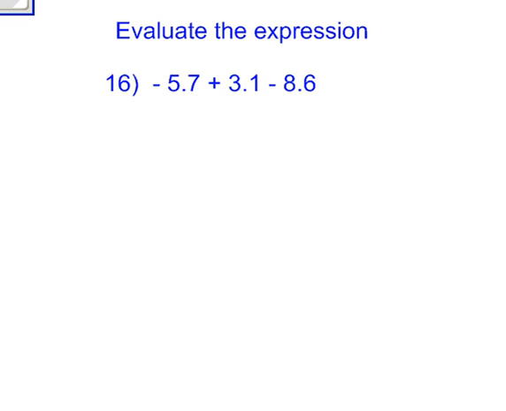The first thing we want to do is look at the first part from left to right since it's addition and subtraction. We've got a negative 5.7 and a positive 3.1. And if you remember back to the game that we played, red would be the negative and black would be positive. And when they're different like that, we would subtract them. And 5.7 minus 3.1 would give us 2.6, and it would be negative because the larger number has a negative symbol.